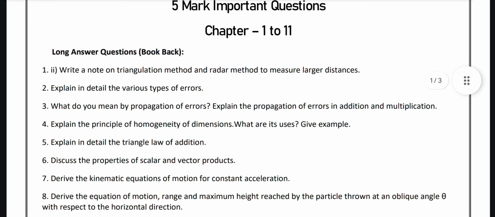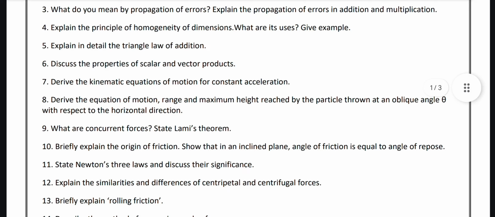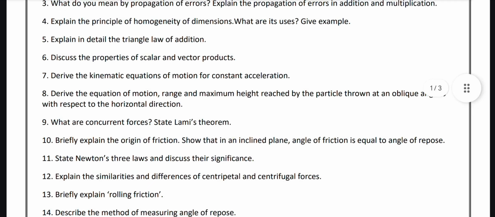Fifth, explain in detail the triangle law of addition. Sixth, discuss the properties of scalar and vector products. Seventh, derive the kinematic equations of motion for constant acceleration. Eighth, derive the equation of motion, range and maximum height reached by the particle thrown at an oblique angle theta with respect to the horizontal direction.